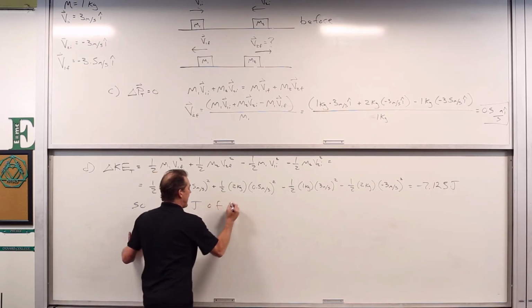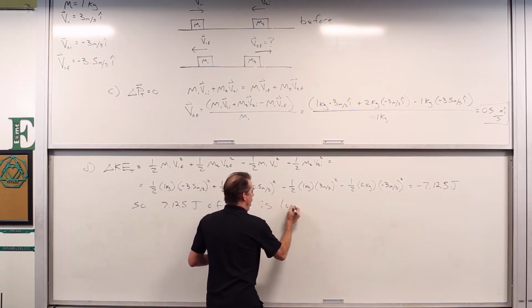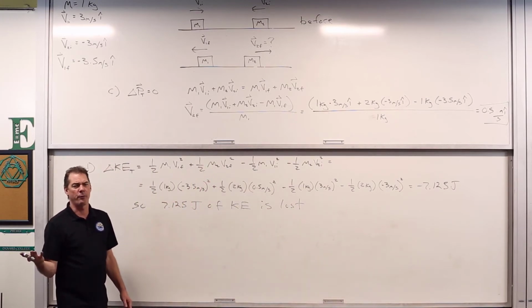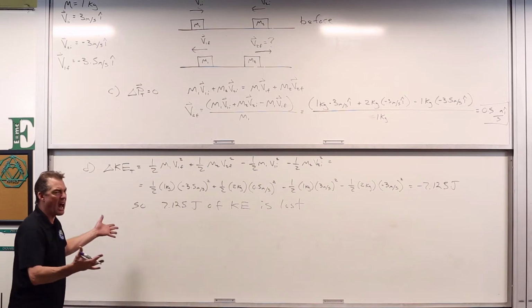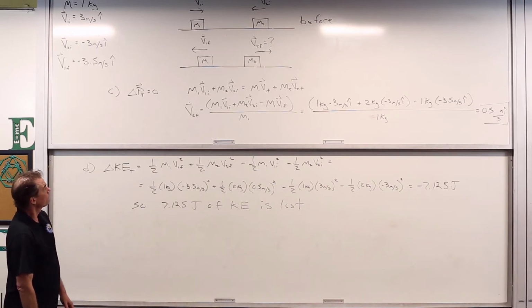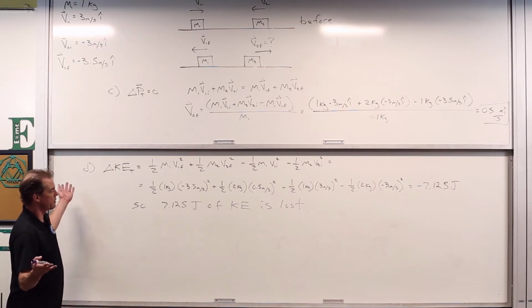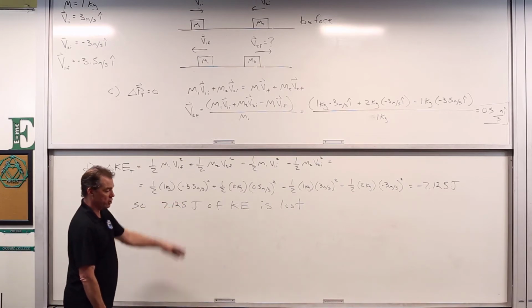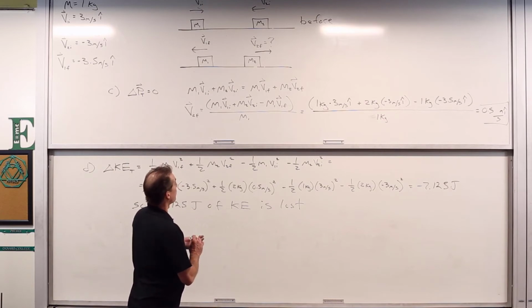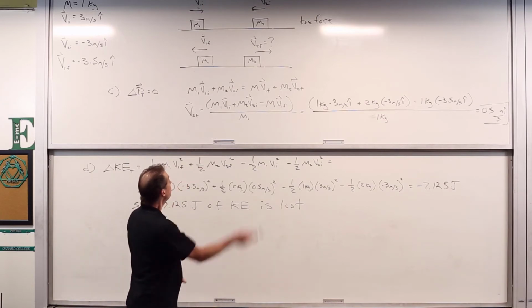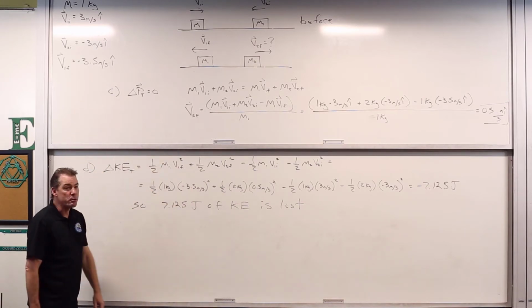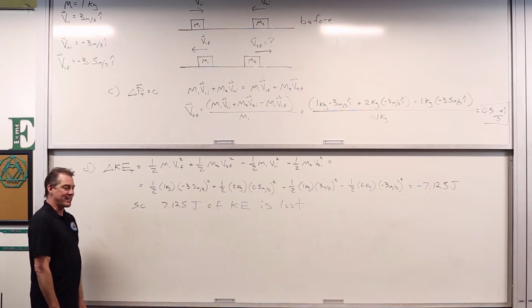So 7.125 joules of KE is lost in this collision. Where did it go? It was transformed into other forms: heat, permanent deformation, sound. These are all transferences or transformations of energy. So it was lost to something. There it is. Transformation gone in terms of kinetic energy, and that's the requirement for this particular system under those conditions of the final velocity of object number 1 being negative 3.5 meters per second. All right, that was a good one.